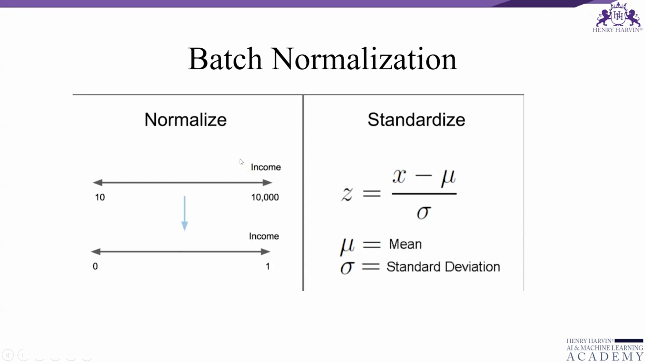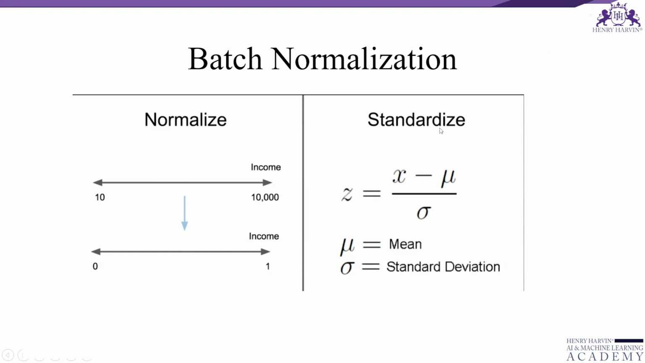Just think that I have a feature for income which is ranging from 10 to 10,000. What I'm doing here is trying to normalize it into the scale ranging from 0 to 1. So from 10 to 10,000, I'm changing the values to 0 to 1. So this is called normalization.